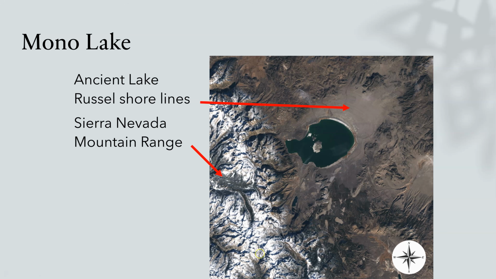So we also see tufa towers in Mono Lake. If you've ever been to Mono Lake, it's a fairly small lake nowadays, but it does have some of the tufa towers. And here you can also see some of those ancient lake shorelines. So this lake used to be larger as well. And you can see all of those old shorelines where the levels used to be. And for reference, this is the Sierra Nevada mountain range right here.